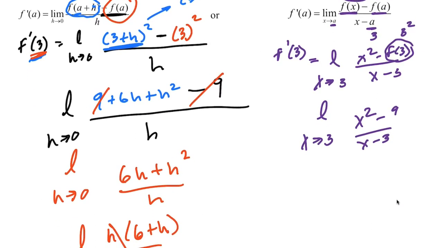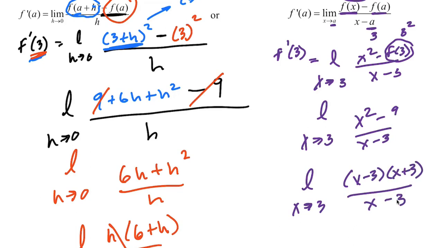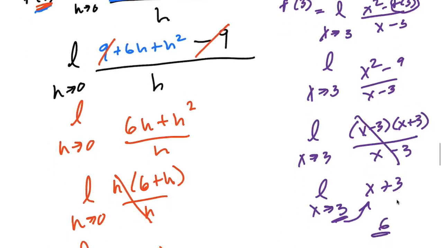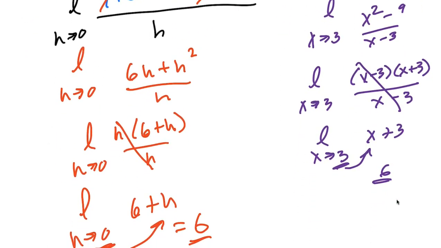So in this case, we're going to factor x minus 3, x plus 3, two squares, all over x minus 3. These do cancel out, and we get the limit as x approaches 3 of x plus 3. And now we can sub it in and just get 6. So either way, we get the same answer. And that's using the limit definition of a derivative to find the derivative.